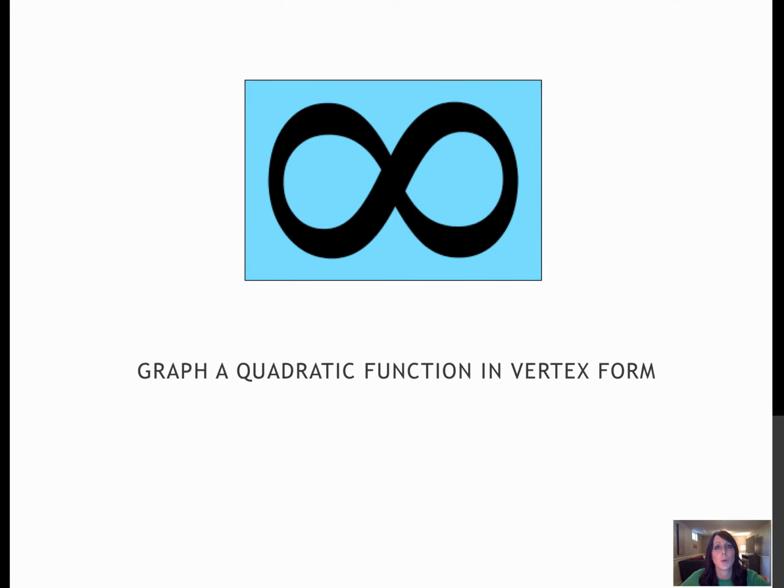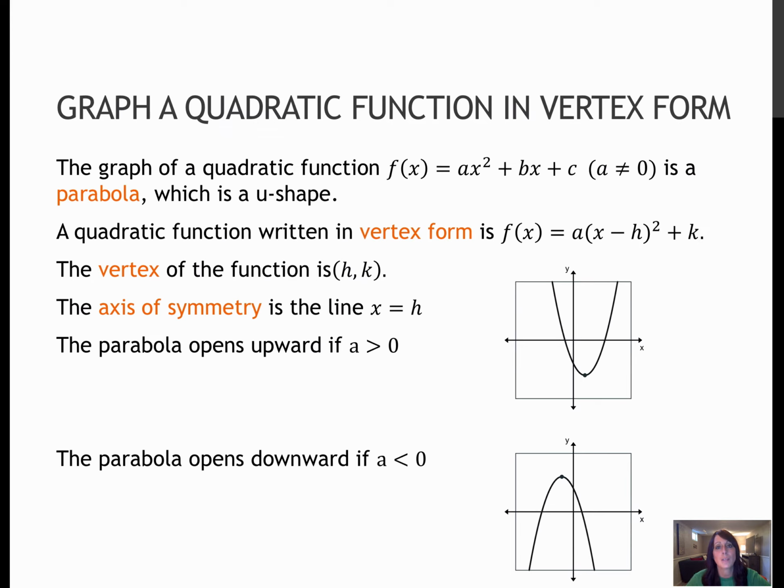In this lesson, we will graph a quadratic function that is in vertex form. So we have talked about quadratic functions before. The quadratic function has ax squared plus bx plus c. We've solved this with factoring. We've solved this using the quadratic formula. Now we want to know what the graph of the function looks like.